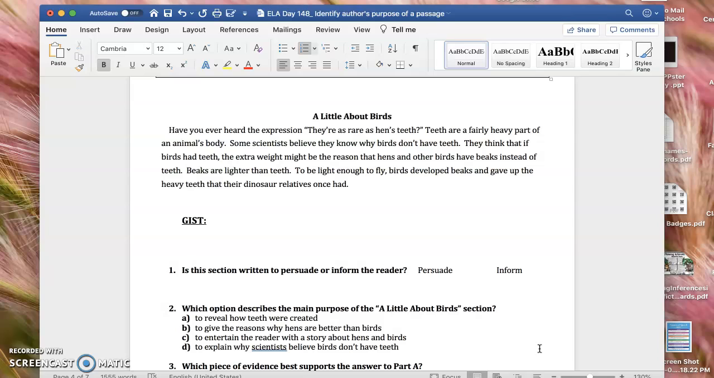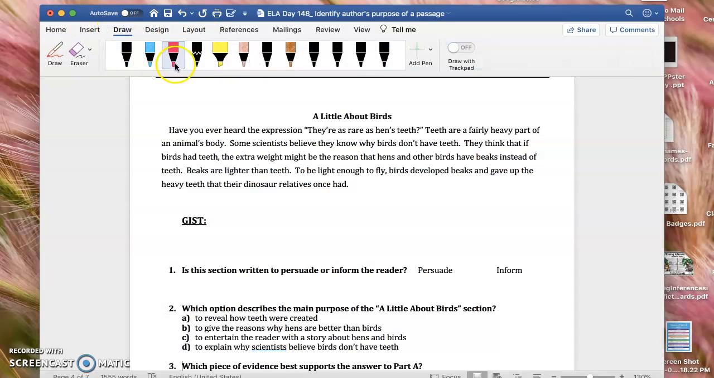So we have an actual passage that we're going to be reading, and we have to figure out, is this passage persuading us, informing us, or entertaining us, okay? All right, so let's go ahead and begin reading. While we're reading, I'm going to use my marker so we can mark up the text and look for those clues. It says, have you, first of all, it uses the word you, ever heard the expression, they're as rare as hen's teeth?